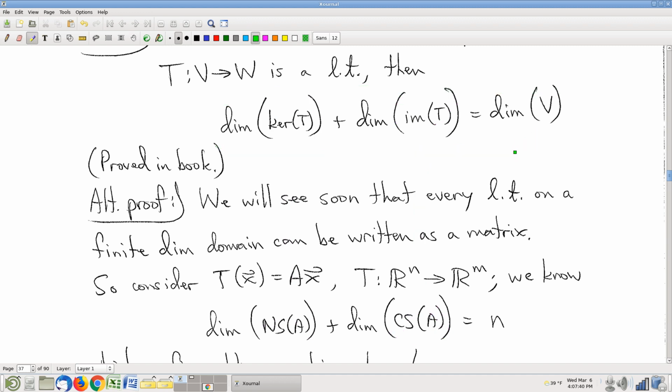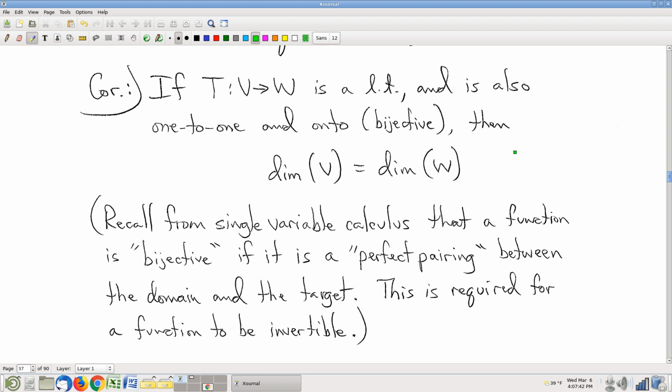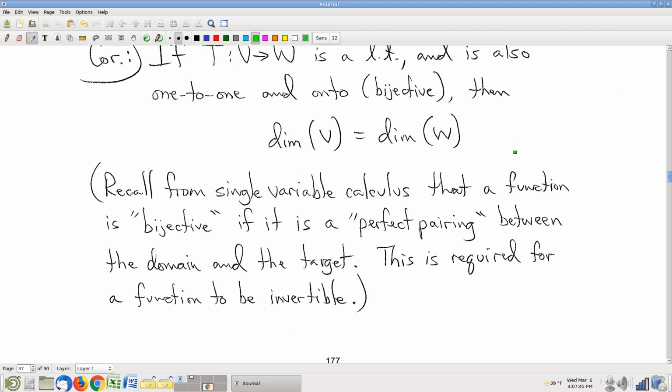Gosh, I'm almost out of time. This last thing, we can actually do pretty quickly. I do have to remind you about some terminology. These words, one-to-one and onto, the pair of which is put together in this one word, bijective.